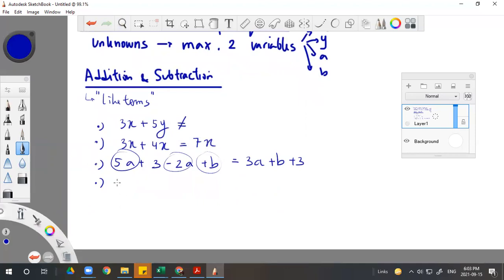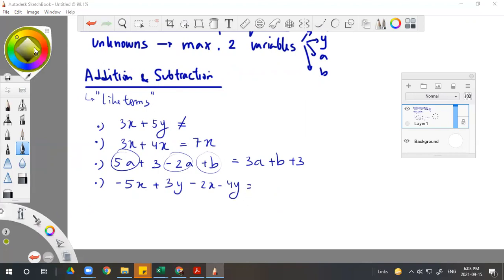One more. How about negative 5x plus 3y minus 2x plus or minus 4y? How do you calculate this? Again, what you need to find is the like terms. That's the first priority. So negative 5x minus 2x. What is negative 5 minus 2? Okay, so you have to look at the sign on the left side of the variables. Negative 5 minus 2, it's the like terms. So you have negative 5 and you subtract with 2, you will get negative 7, right? And don't forget to put the x.